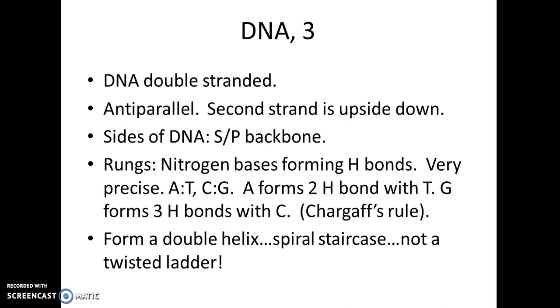DNA is also anti-parallel, which means that that second strand is upside down. So you still have the sides of the DNA being the sugar phosphate backbone, but the nitrogen bases in the middle are bonded together through hydrogen bonds. It is a very precise arrangement with adenine and thymine and cytosine binding to guanine. So adenine forms 2 hydrogen bonds with thymine, and guanine forms 3 hydrogen bonds with cytosine. This is known as Chargaff's rule, who discovered that the adenine and the thymine had the same ratios as the cytosine and guanine. Now, together, all this stuff forms a double helix, a spiral staircase, and not a twisted ladder.